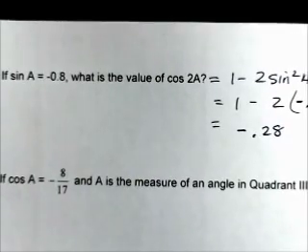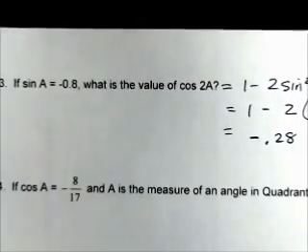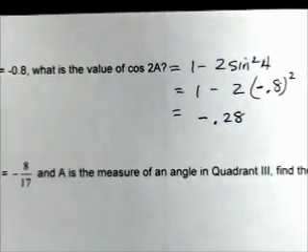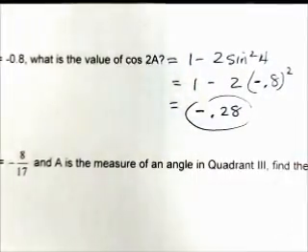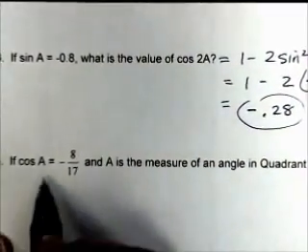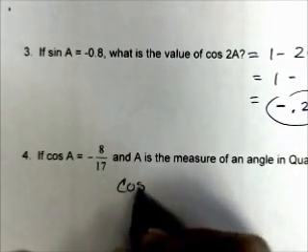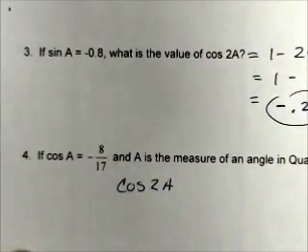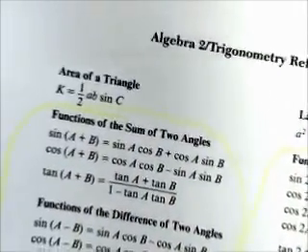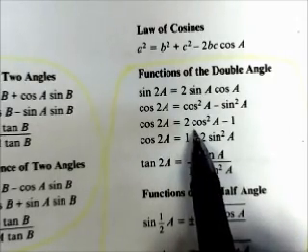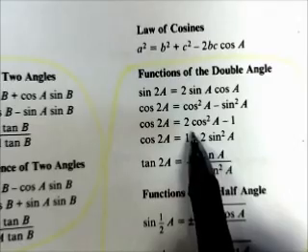Number 4, cosine of A is negative 8/17, and A is a measure of an angle in quadrant 3. Find the value of cosine of 2A. All right, I want the cosine of 2A. I know that the cosine of A is negative 8/17. So out of the 3 formulas for cosine of 2A, I'll choose the one that only involves cosine. I'll choose the second one, so I don't have to figure out what the sine of angle A is.